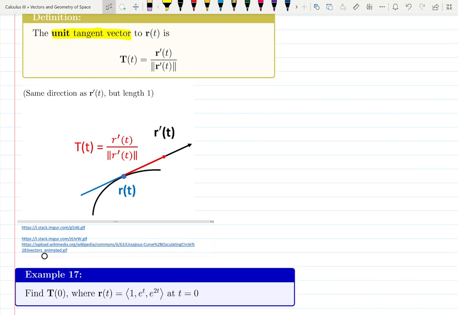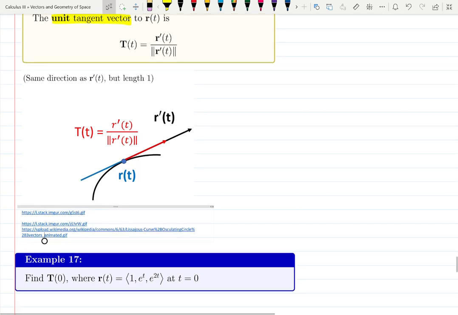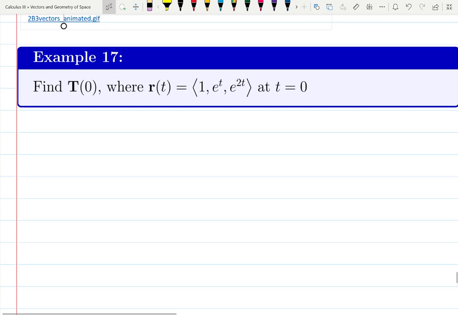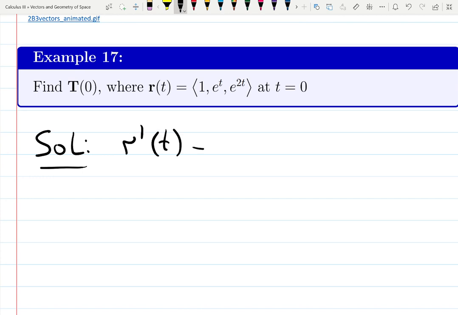Let's find that vector T, unit tangent vector. r is 1, e to the t, and e to the 2t at t equals 0. So it's going to be here. This is just kind of 2 steps to do, so I think we can do that. So, solution. First, you find r prime. Then you find size of r prime, and so on.